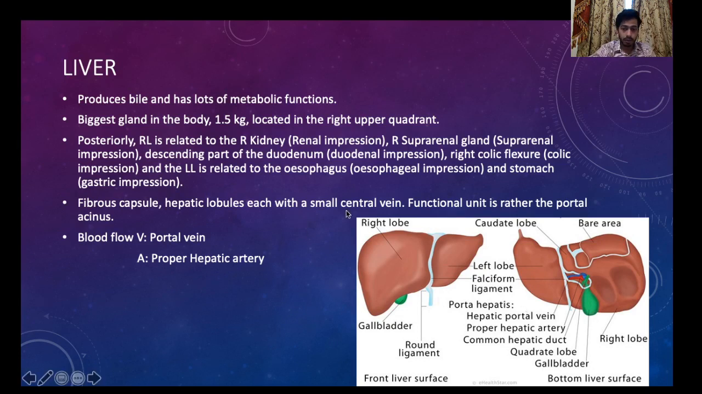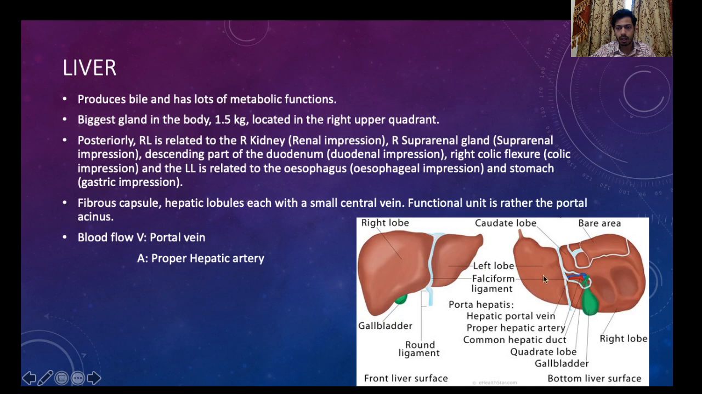And the left lobe is related to the esophagus and the esophageal impression and the gastric impression as well. So, I mean, these images aren't the best, but if you use a really good atlas, I think you'll understand what I'm talking about.